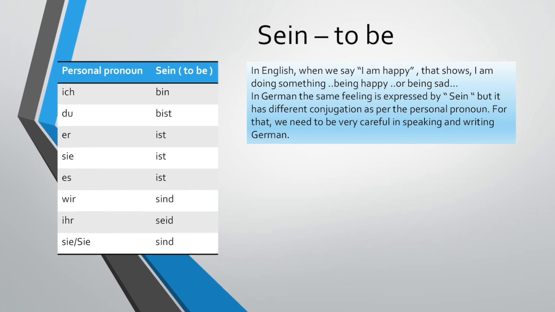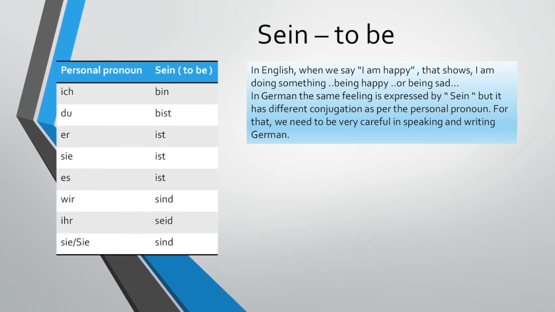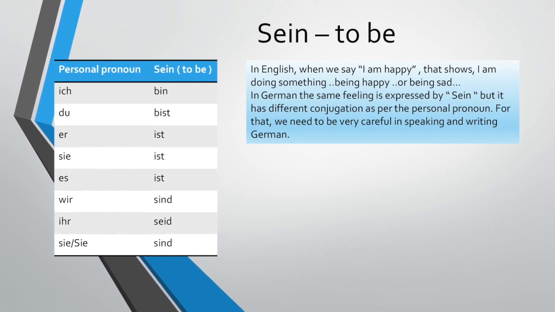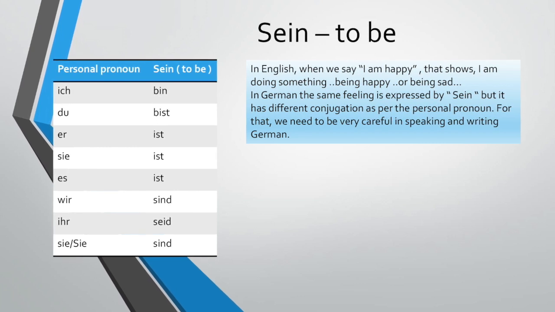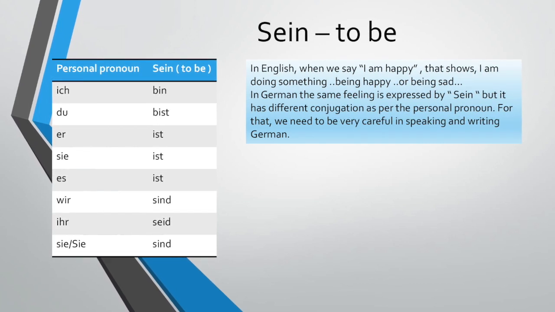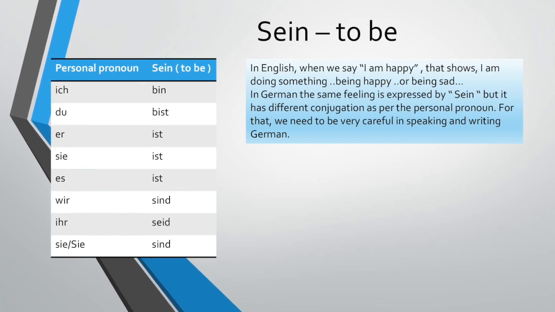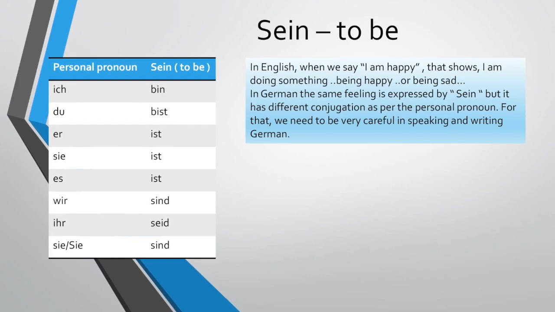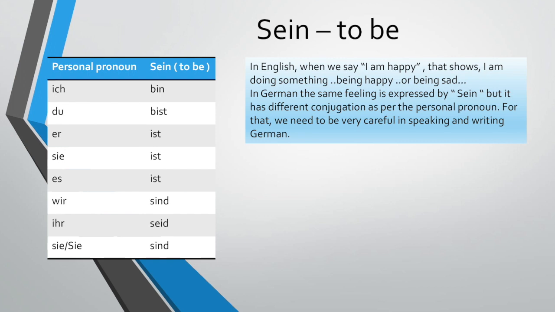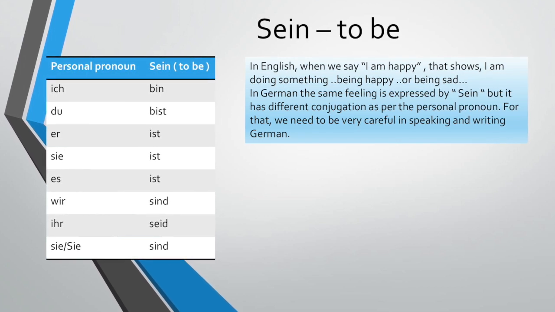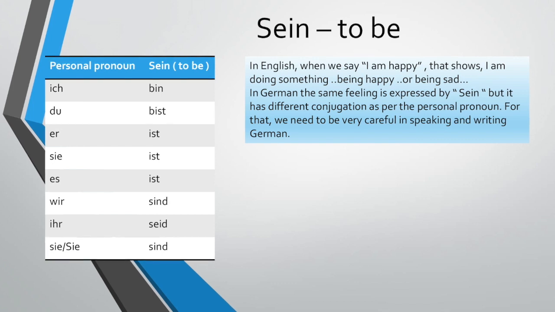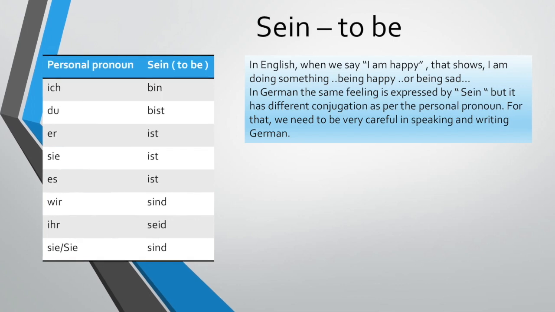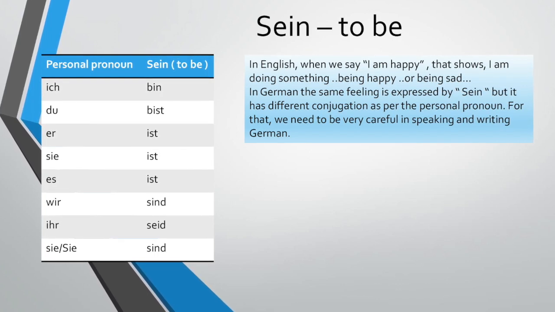So the sein conjugations are ich bin, that means I am. Du bist, that means you are. Er ist, that means he is. Sie ist, that means she is. Es ist, that means it is. Wir sind, that means we are. Ihr seid, that means you all are. Okay, and Sie sind, that is you in a formal way, you are, and sie sind.